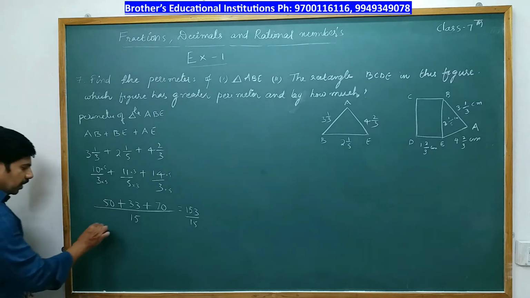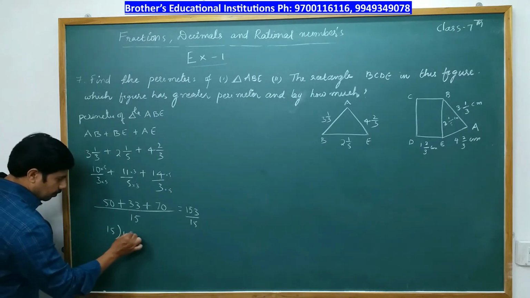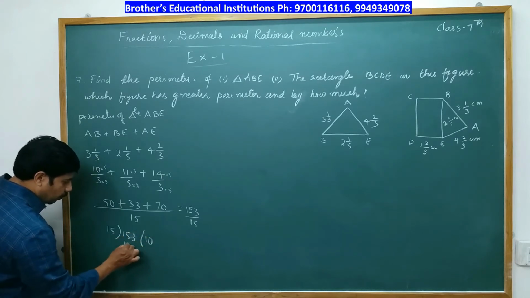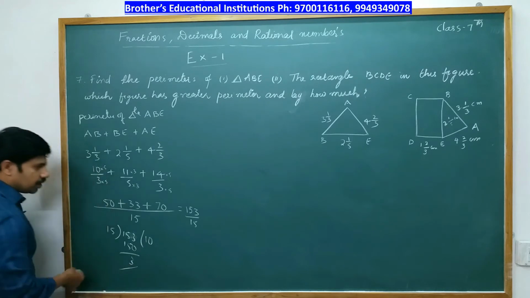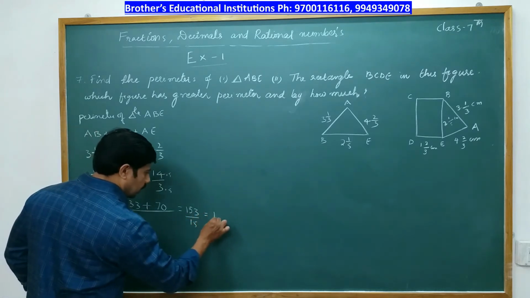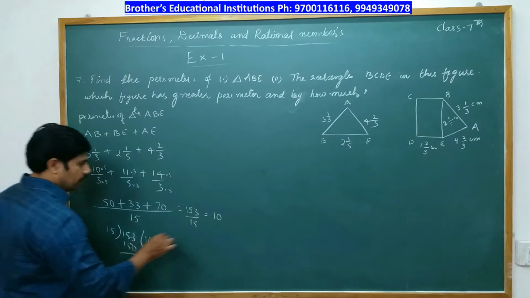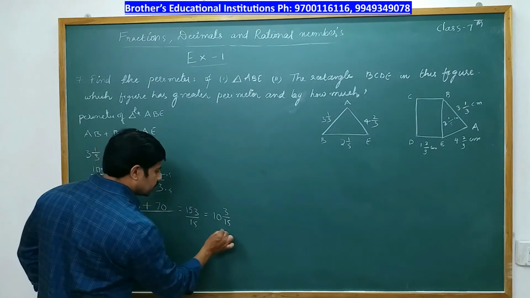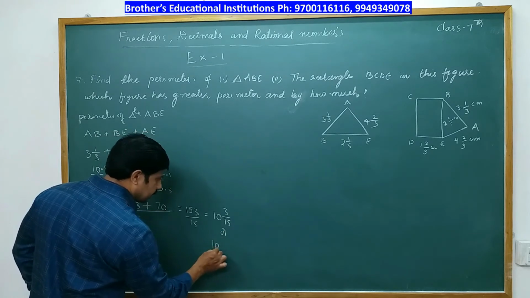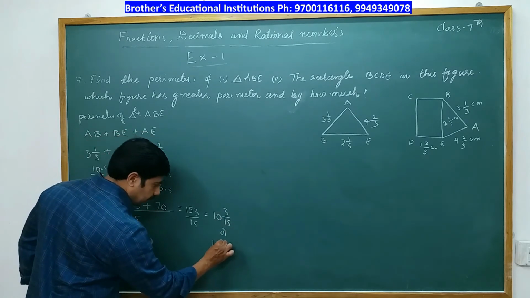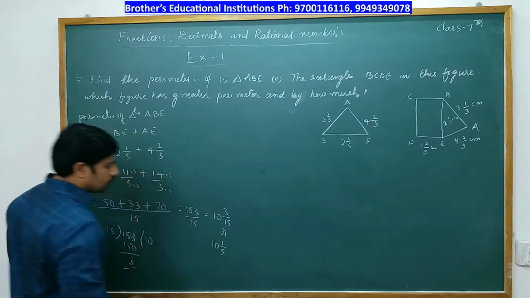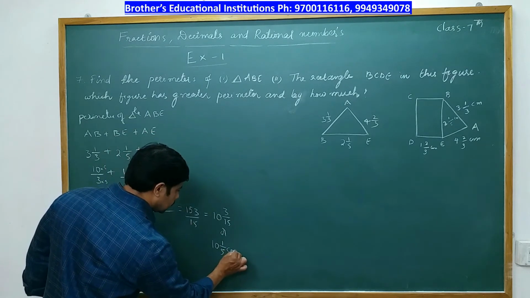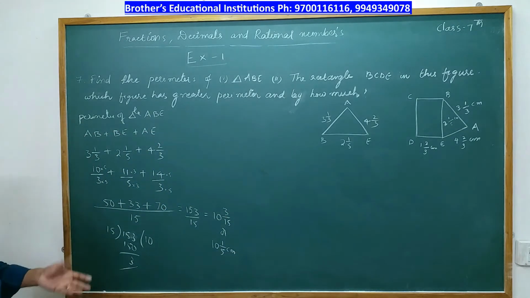Just we'll divide and keep it. 153: 15 tens are 150. Remainder is 3. So the answer is 10 3 by 15, which can be simplified to 10 1 by 5. So this much centimeters we get. So this is the perimeter of triangle ABE.